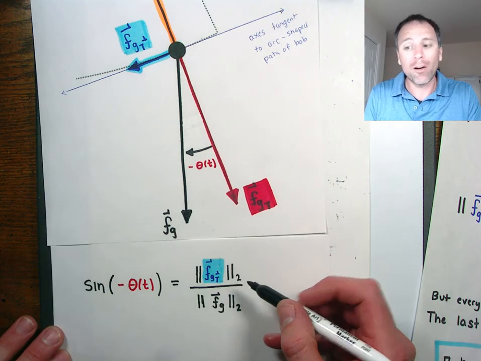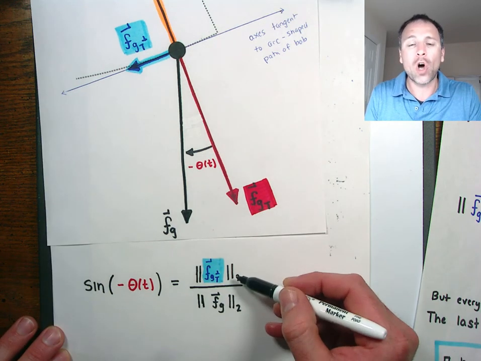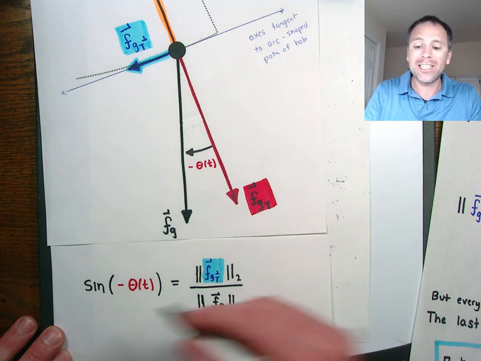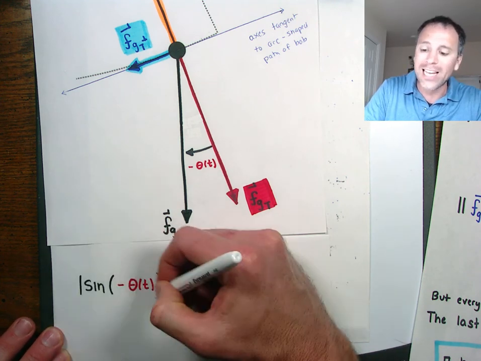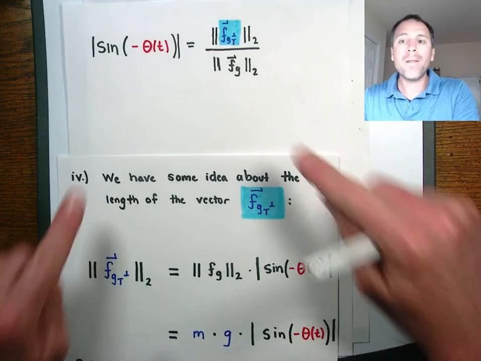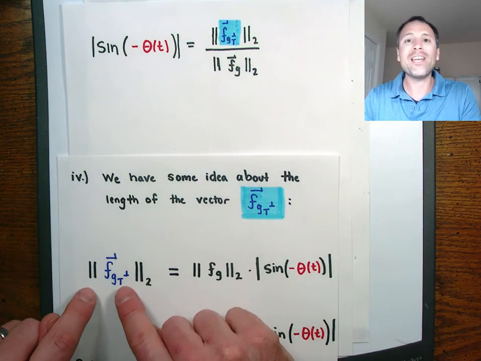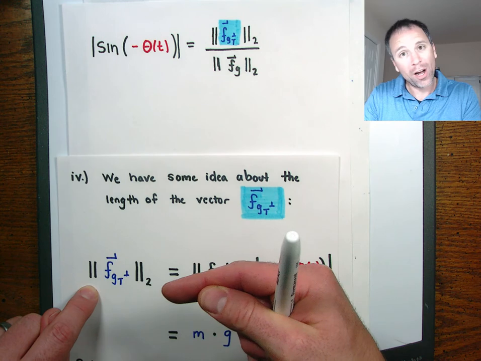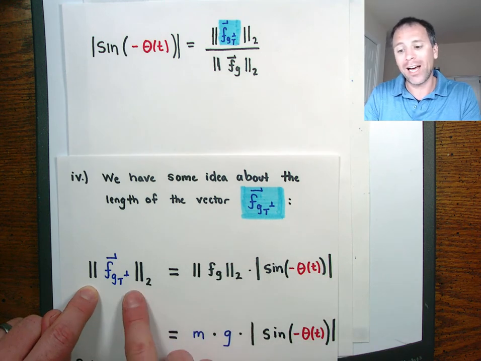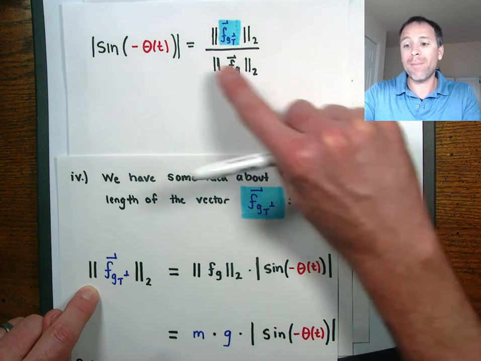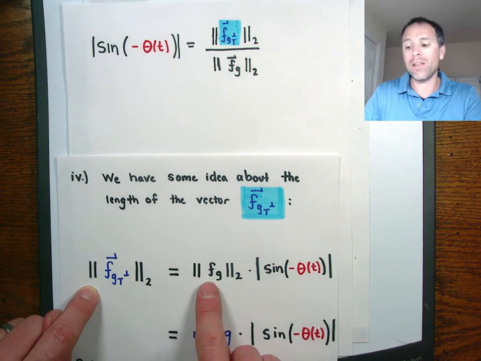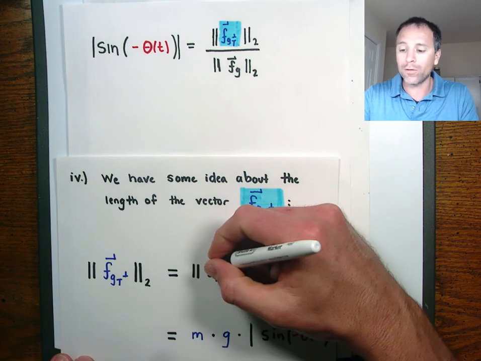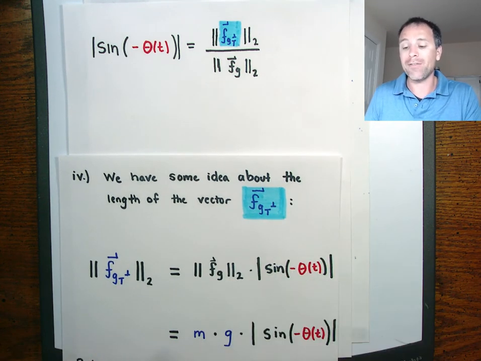We have to be a little bit careful. Both of these magnitudes are going to be non-negative. Sine could be negative, so of course this has to have an absolute value sign. But this representation actually tells us that we know the magnitude of the horizontal component of gravity along the tangential axis. If we bring this magnitude over to the other side, we know that's going to be the magnitude of the force of gravity times the sine of that angle.